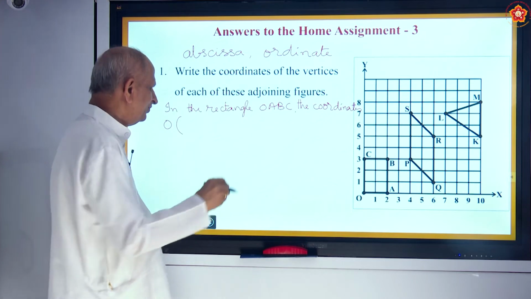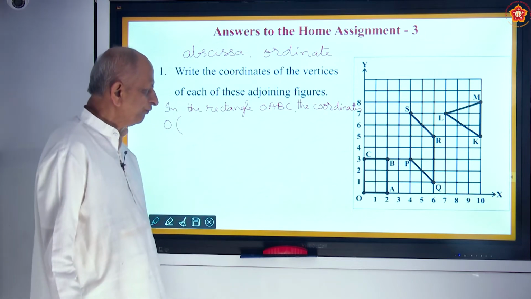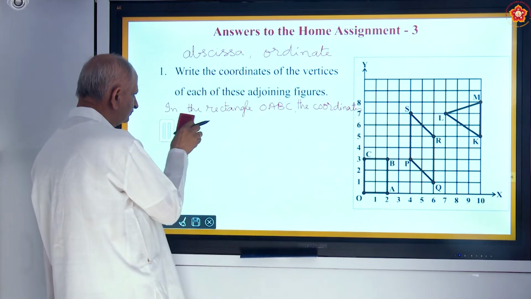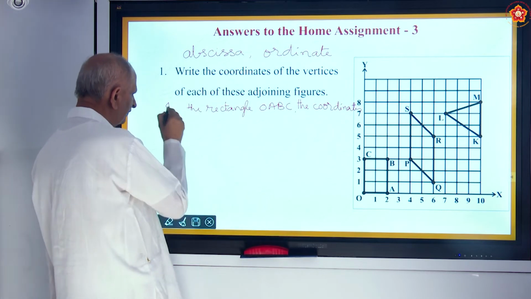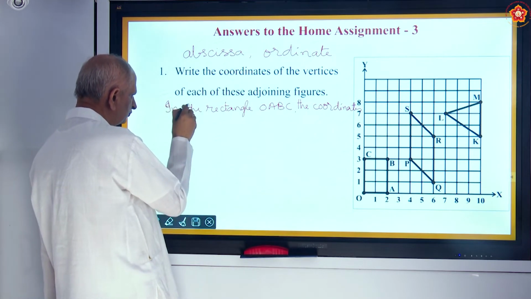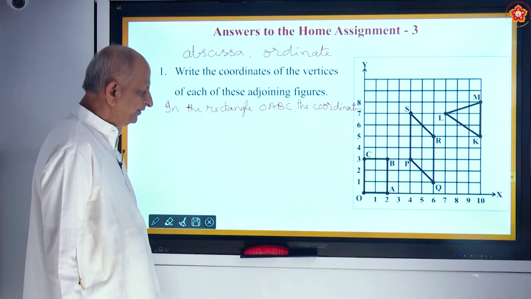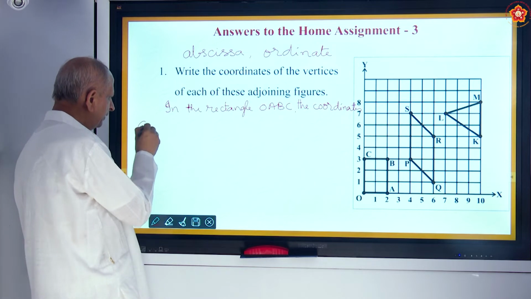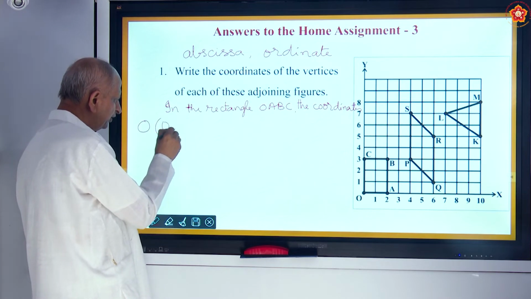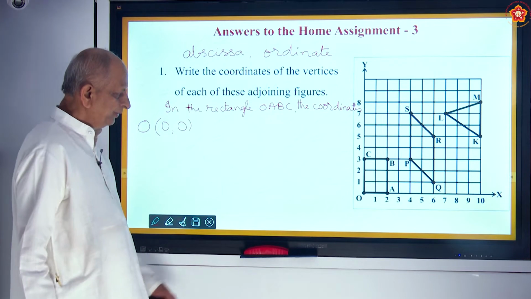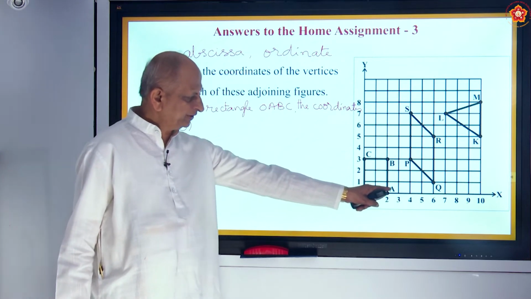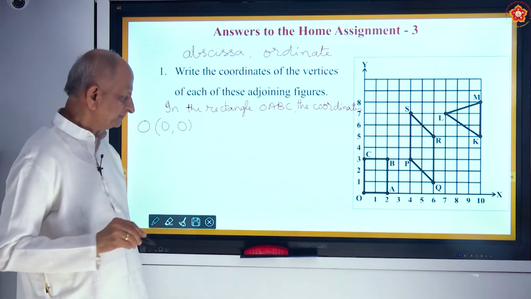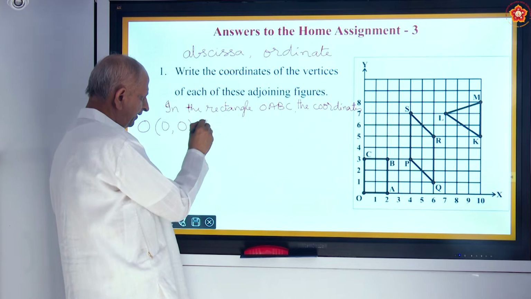Understanding? So now you are telling the coordinates of point O in rectangle OABC. Anybody tell the point O? The coordinates of the point O is the origin, that is 0, 0. Why do you call it 0, 0? The x-axis is 0, the y-axis is also 0. That is called the origin, the starting point. Come on, the same way, point A.